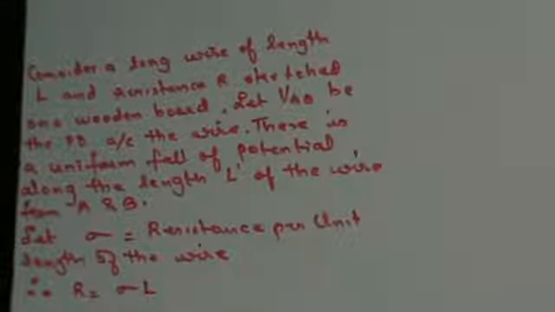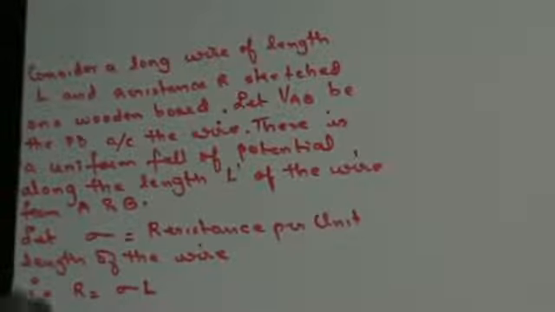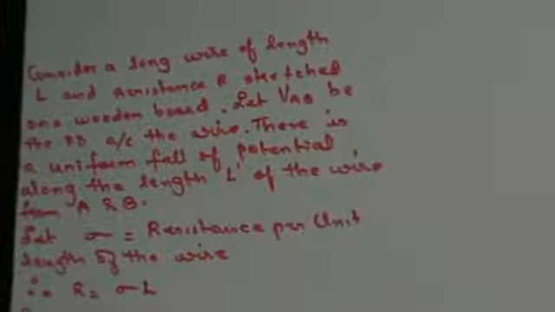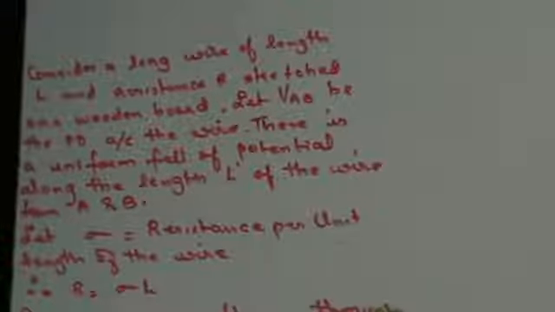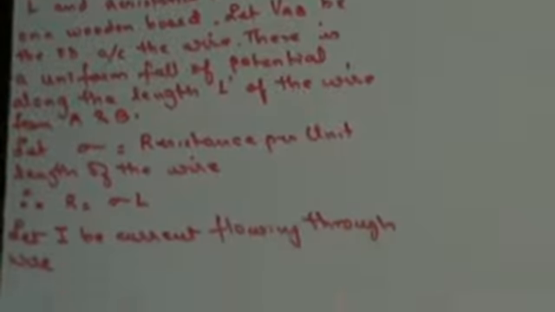Now, let's assume that I is the current flowing through the wire. Then I can say that current is potential difference upon resistance. But the resistance we just found out is sigma L. So the current is going to be VAB upon sigma L.